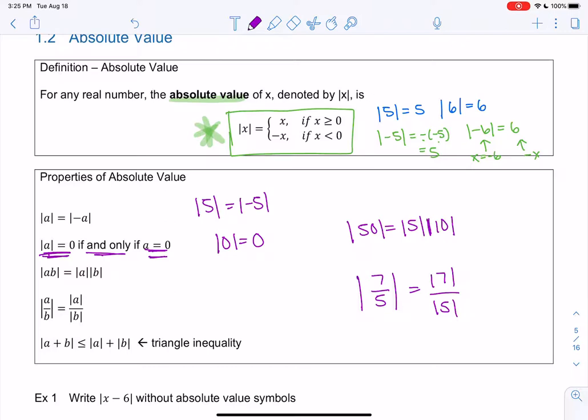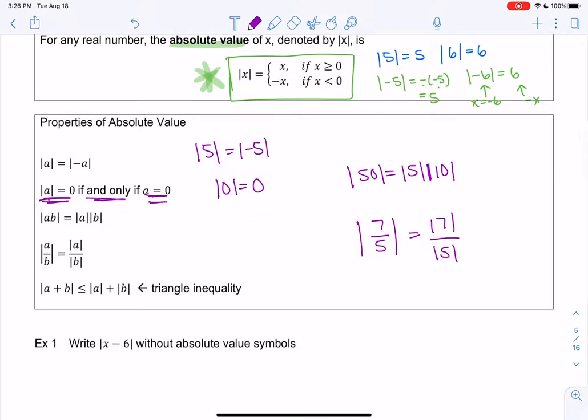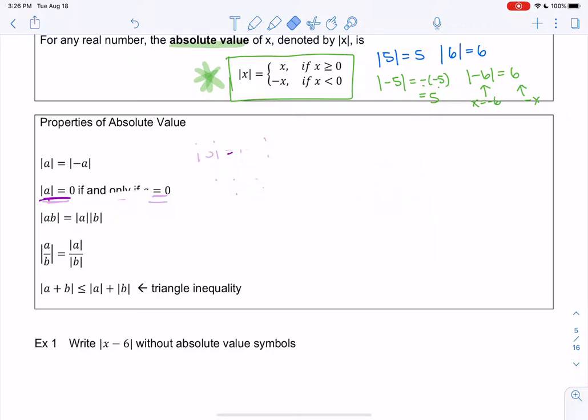And then addition cannot be broken up, but there is an inequality: the absolute value of A plus B is less than or equal to the absolute value of A plus the absolute value of B. So let's look at some examples of that. Let's start with two positive numbers, so 5 plus 3. Absolute value of 5 plus 3, and then absolute value of 5 plus absolute value of 3. Let's see if they're the same or different.